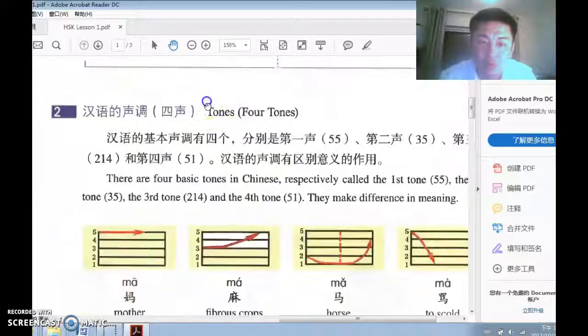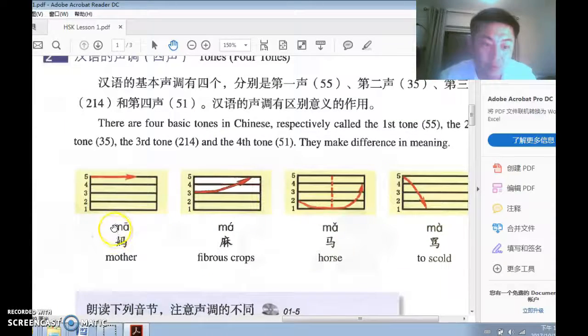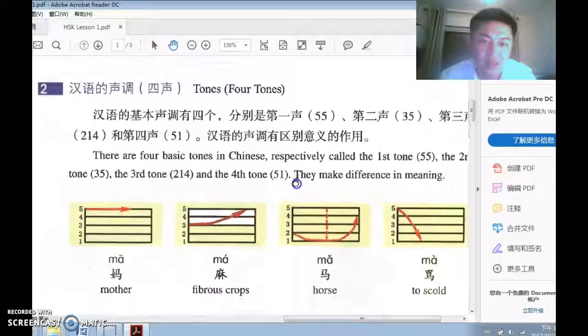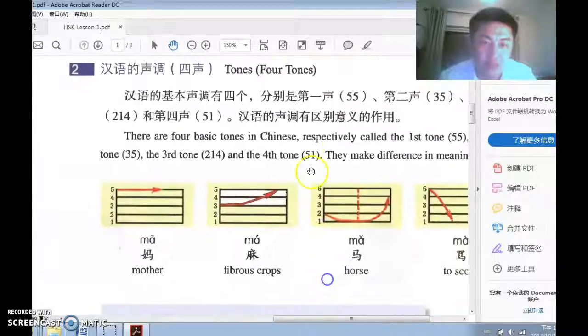And in lesson one, we also talked about the four tones. First one, ma. Second one, ma. Third one, ma. Fourth one, ma. Right. And I expect you to practice that a little bit.